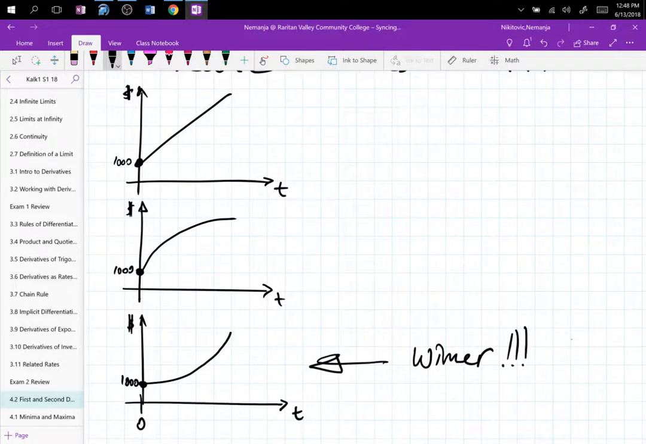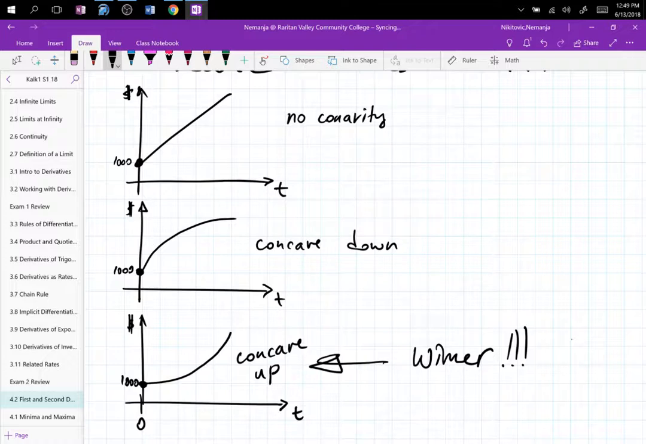Now, this is no concavity. This is concave down. And this is concave up. And for this particular application, concave up is the winner. All 3 accounts are growing money. The third account is growing money at the fastest rate. Okay? So, let me put this into another framework.